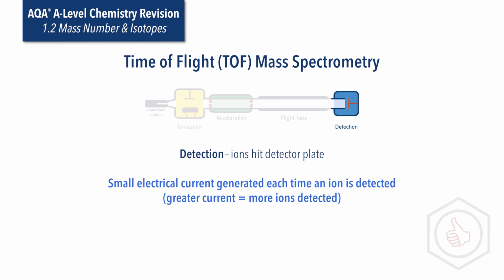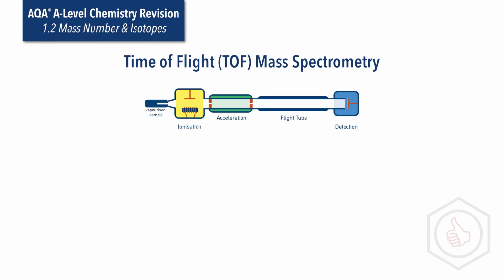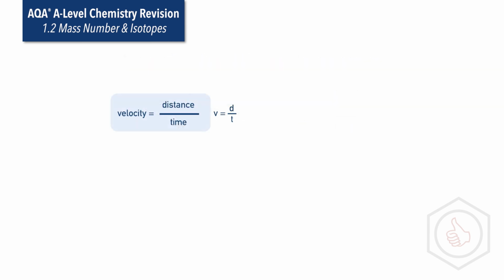Now, the whole idea behind time-of-flight mass spectrometry is that the heavier the ion, the slower it will travel through the mass spectrometer. This can be explained mathematically using a couple of equations. Velocity equals distance divided by time, velocity being how quickly the ion moves through the mass spectrometer. The kinetic energy of any particle moving equals half times its mass times its velocity squared.